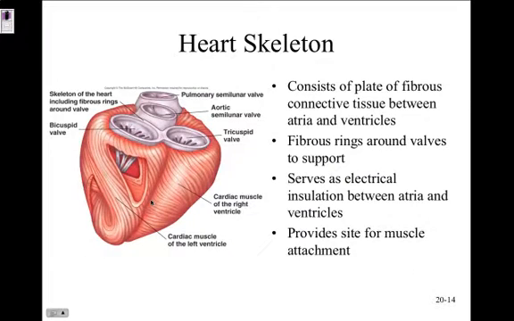Okay, the heart skeleton consists of a plate of fibrous connective tissue between the atria and ventricles. There are these fibrous rings around the valves for support that the muscles can attach to. It also serves as electrical insulation between the atria and ventricles, so that way the heart can have a beat like it's supposed to. We'll go through that today also. It provides a site for muscle attachment, those fibrous connective tissues.